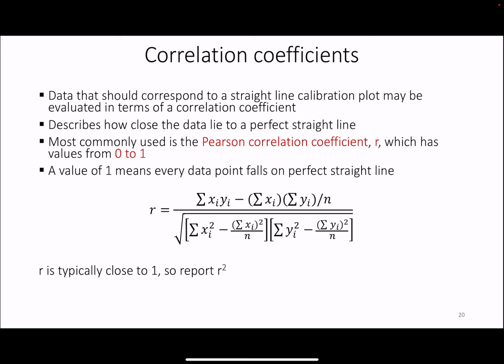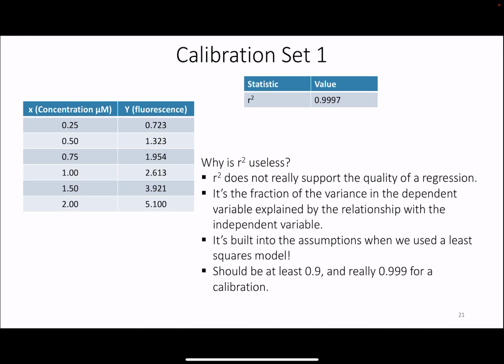And R itself is typically very close to 1, which is why we report the R squared. But why is the R squared useless? In this case, you can calculate the R squared for this data. It's 0.9997, but it doesn't really tell you much about the quality of a regression. It's the fraction of the variance in the dependent variable explained by the relationship with the independent variable, which is another way of saying that we chose this method because we knew the instrument would respond linearly with concentration. So it's already built into the assumption.